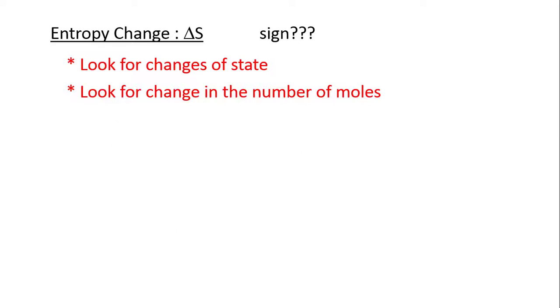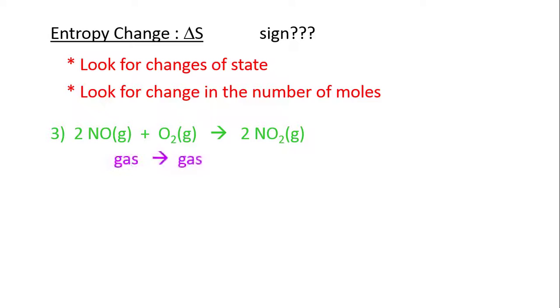Our third example is the reaction of nitrogen monoxide with dioxygen to form nitrogen dioxide. In this case, there is no change of state. But the second thing we look for is a change in the number of moles. In this case, 3 total moles of gas on the reactant side go to 2 total moles of gas in the product. Since the number of gas molecules has become fewer, there are fewer ways to arrange the products, so the products have lower entropy. So delta S is negative.